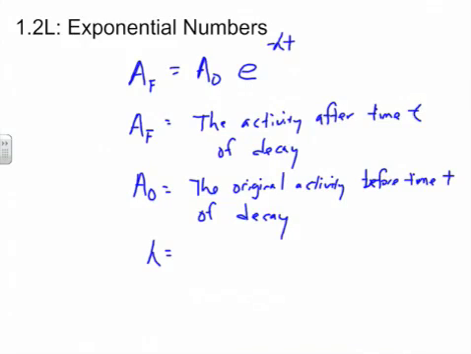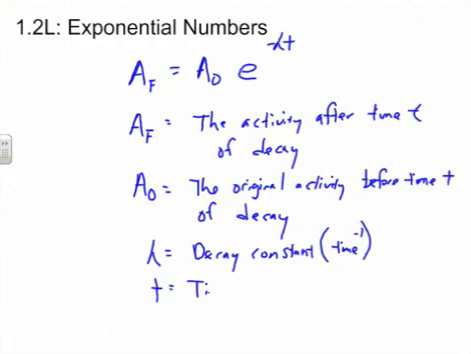Lambda is known as our decay constant. And decay constants have a very interesting unit. They are in units of per time or inverse time. So time, some sort of seconds, minutes, or something to the -1, or known as per time. And t is our time of decay. All right, so again, we ought to be able to solve for any of these different variables.